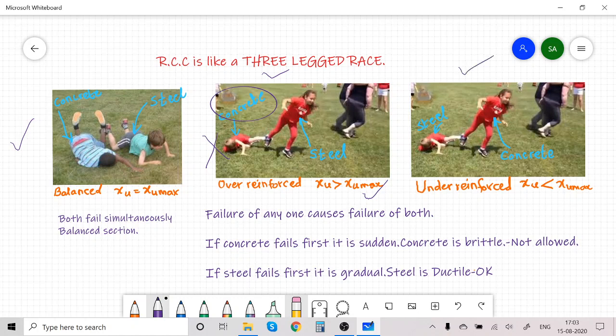In the third picture, steel is weaker. Steel fails first, concrete is intact. Steel is a ductile material, its failure is gradual. One can get warning before failure in the form of well distributed cracks at the surface and large deflection. So, the IS code always recommends designing an under-reinforced section. In this, XU is less than XU max.